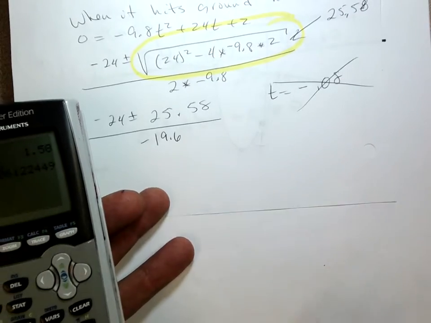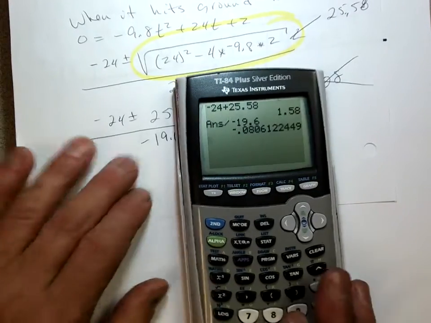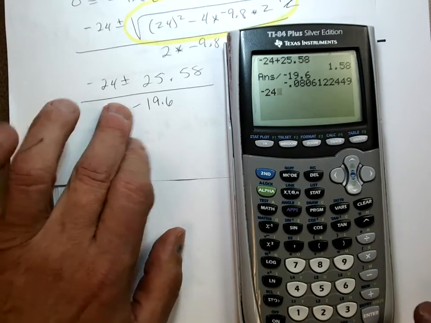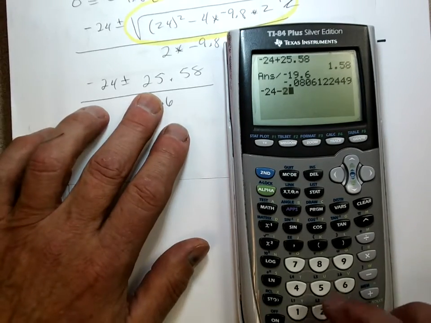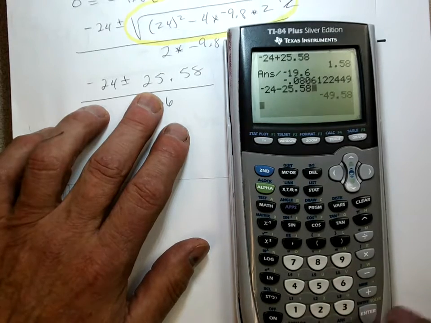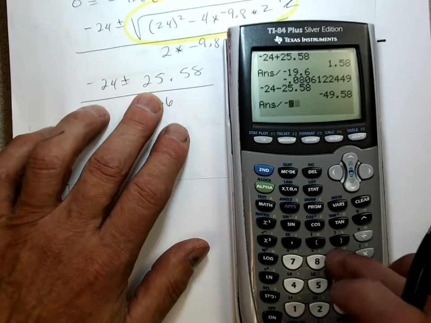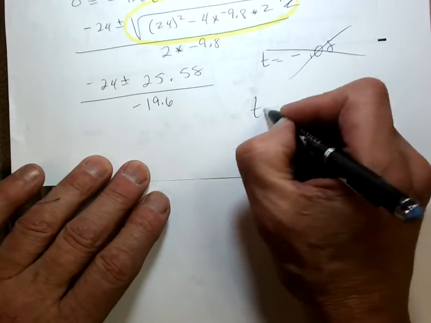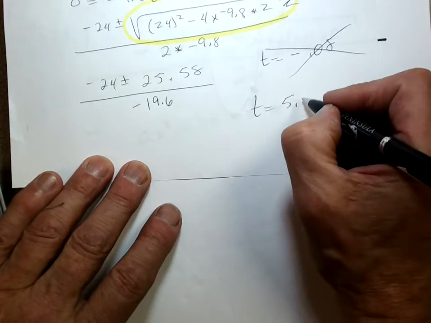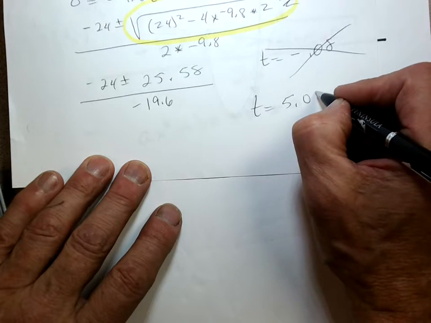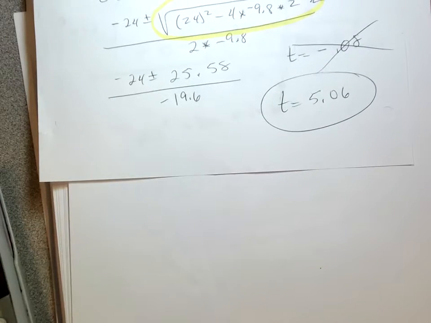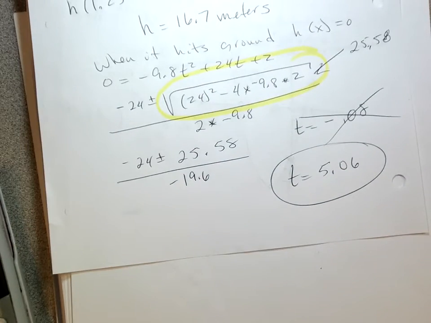So now we'll try the negative. Negative 24 minus 25.58, divided by negative 19.6, gives me a positive 2.53. Well, then something went wrong, Landon. Or maybe something even went wrong in your calculation. Maybe you're just lucky. Yeah, that could be true.